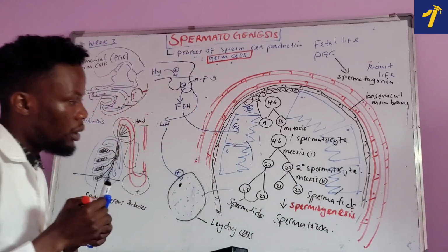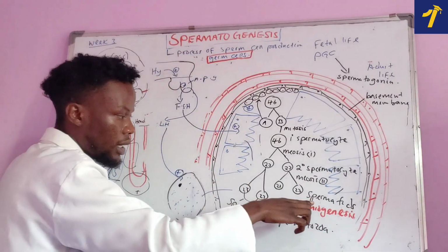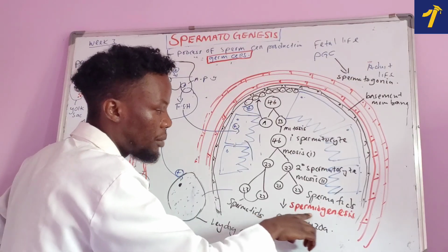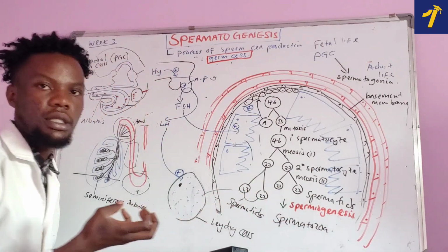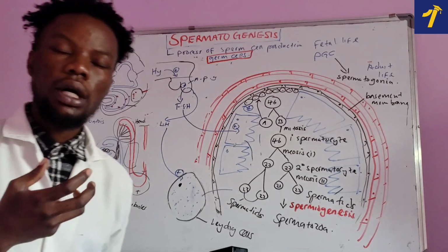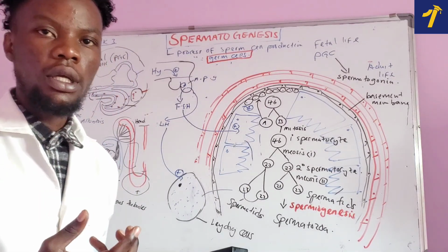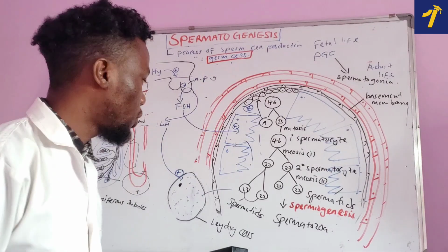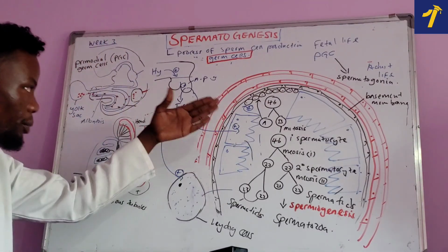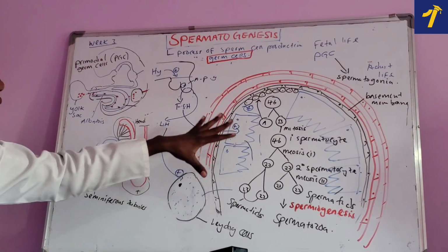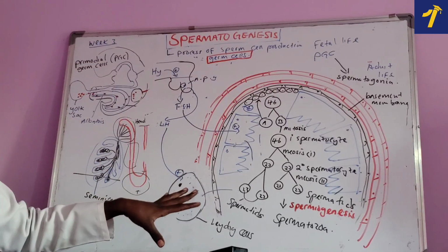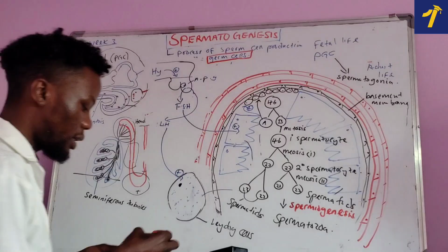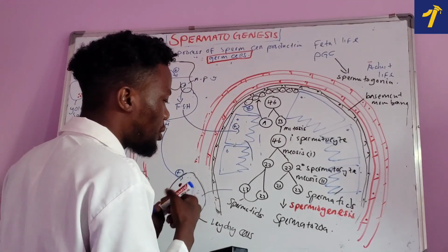Okay, so you need to understand something. The change from spermatids up to spermatozoa is what we call spermiogenesis, because now the spermatids start maturing into something that we need, the mature spermatozoa. So this is the whole process that's going to happen in the seminiferous tubule.